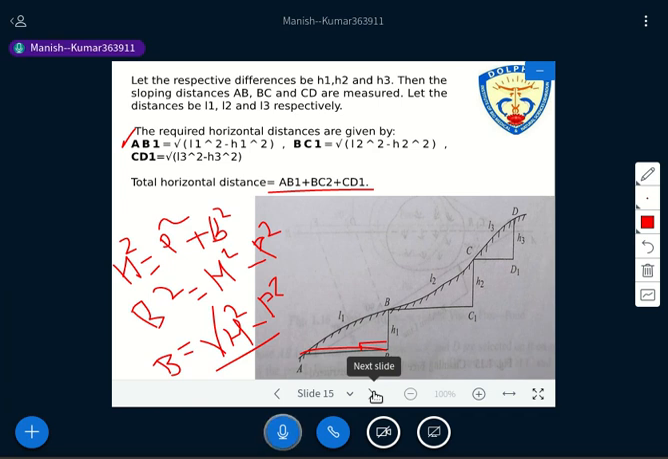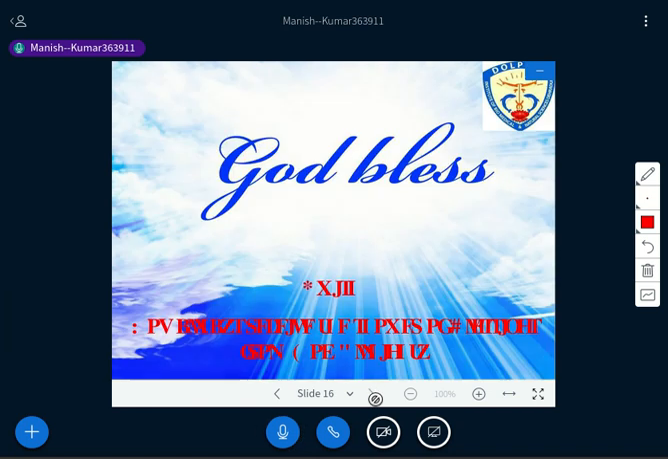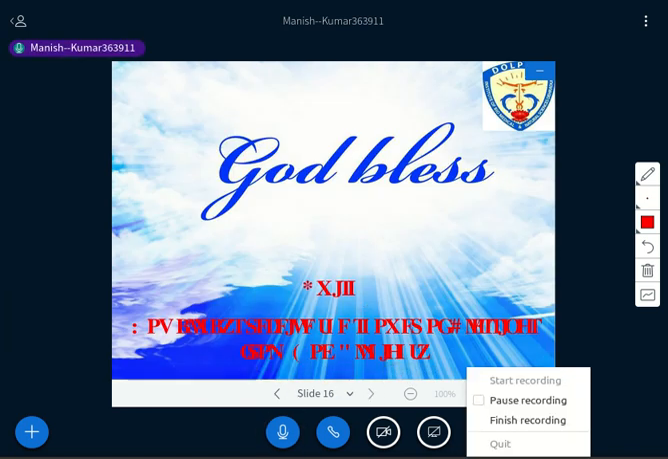So this is all about the basic concepts related to the chaining of sloping ground, which has been discussed properly. This is it for the session today.